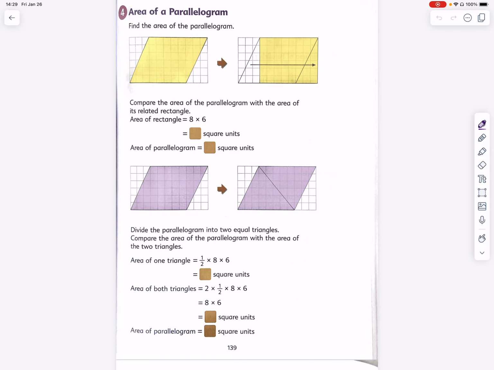Today we're going to take a look at how we solve for the area of a parallelogram. First, please note how we spell parallelogram, with a double L and another L to follow. There are two ways to look at parallelograms.